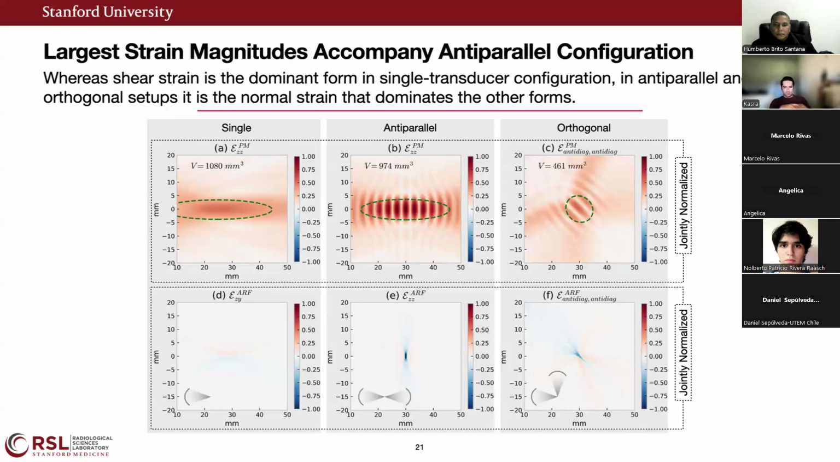That is also explainable. If you have two transducers that are facing each other, you're going to be sandwiching the tissue from either side. And you should expect to see the highest amount of shearing or strain in your tissue.